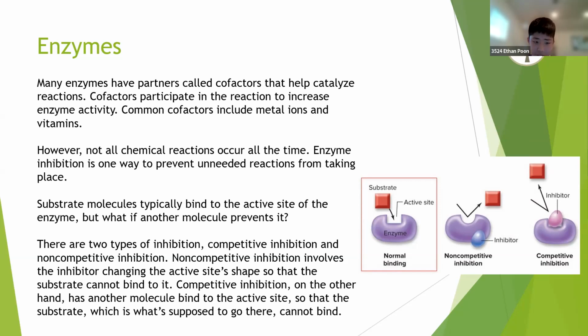Non-competitive inhibition involves the inhibitor, whatever is inhibiting it, changing the active site's shape. If you can see here on the diagram, they do not bind to the actual active site. Instead, they bind to the enzyme and change its shape so that it no longer accepts the substrate, so it can't react. Competitive inhibition, on the other hand, has another molecule bind to the active site, so the substrate, which is what's supposed to go there, cannot bind. Any questions about this part?